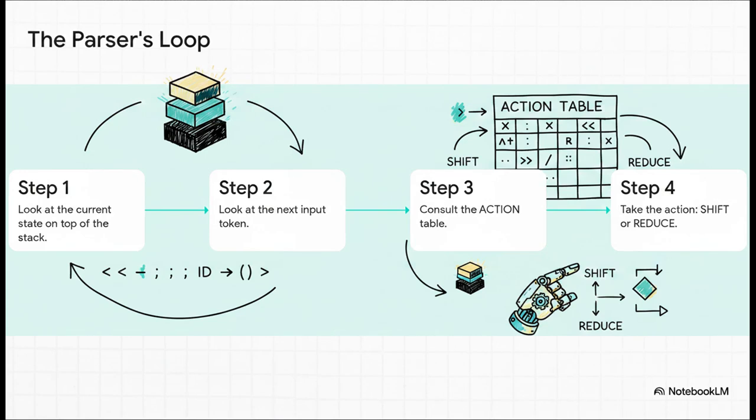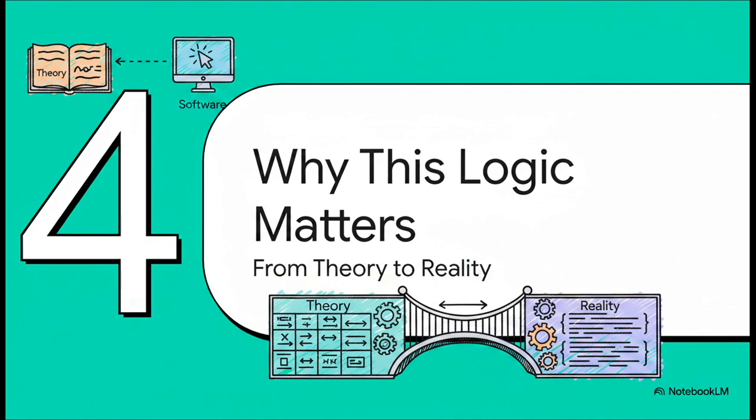So this whole elegant algorithm is really just this one simple loop, running over and over and over. First, look at your state. Second, look at the next input. Third, check the table. And fourth, do what it says. You just repeat this little dance until you've either successfully understood the entire input or the table tells you there's an error.